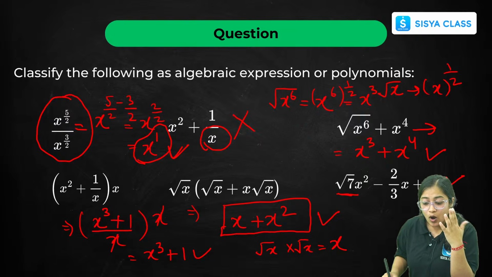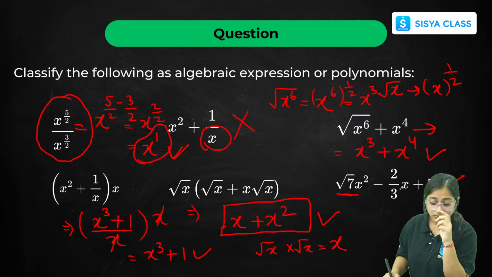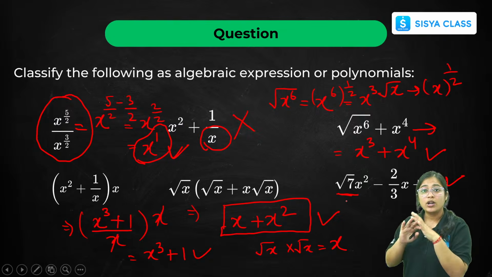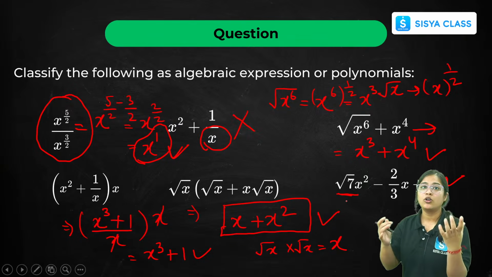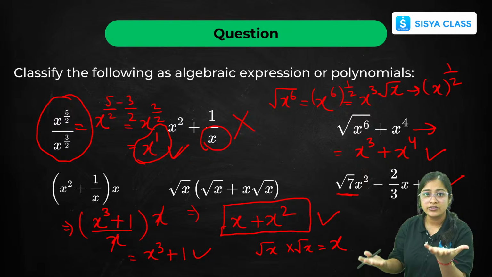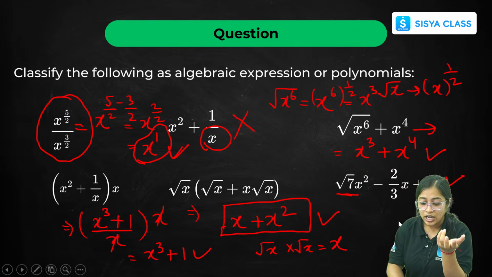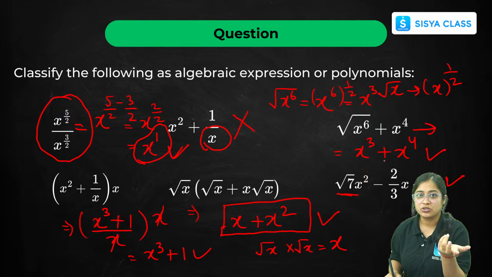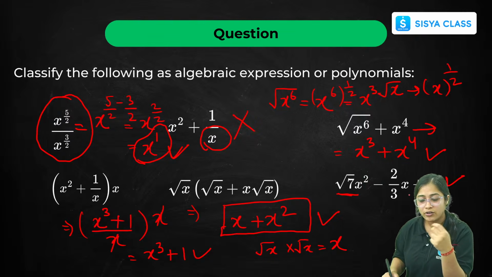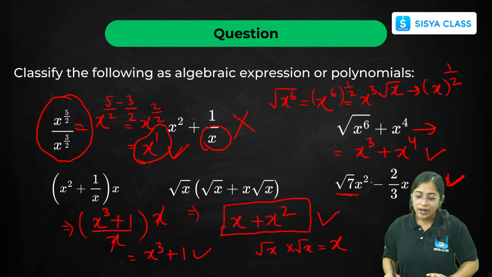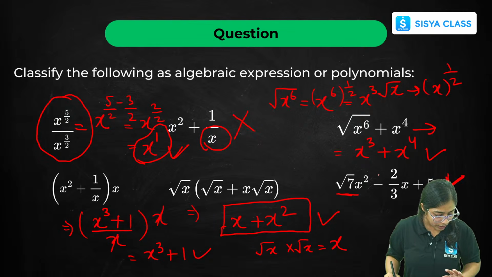Why? Because the whole power is allowed on the variables, okay? There is no constraint on the coefficient of the variable. The coefficient of the variable can be irrational also. It can be a fraction also, okay? And here the coefficient is irrational. The power of x is 2, the power of x is 1. So it is a polynomial, okay? So I hope this is clear to everyone.